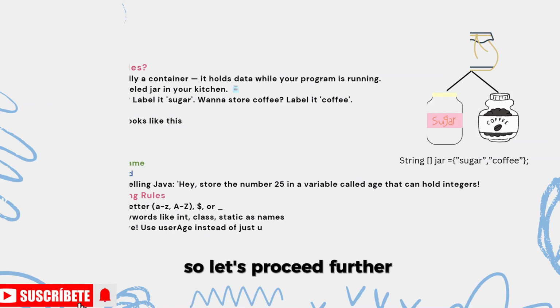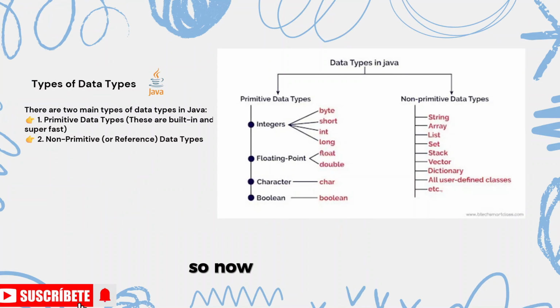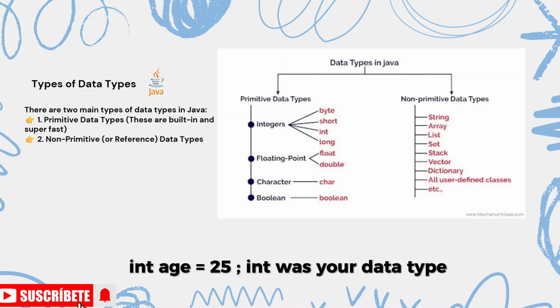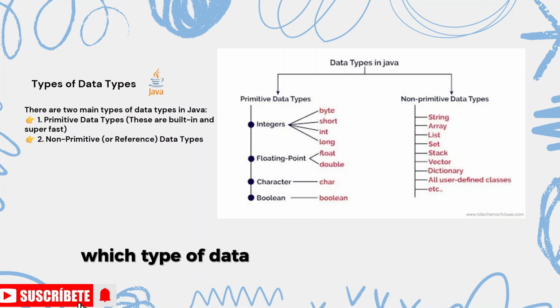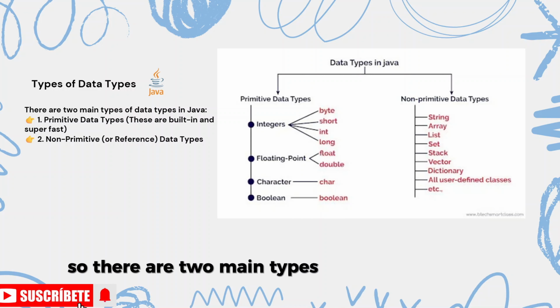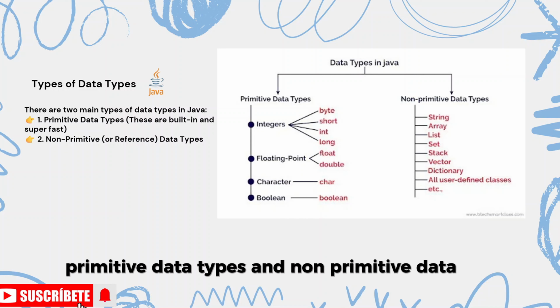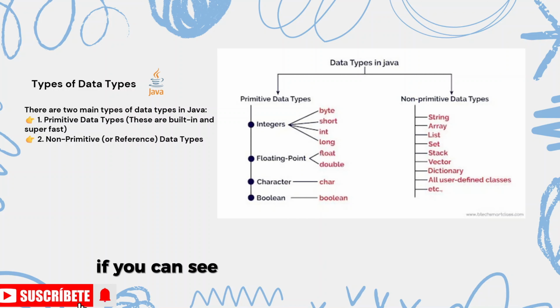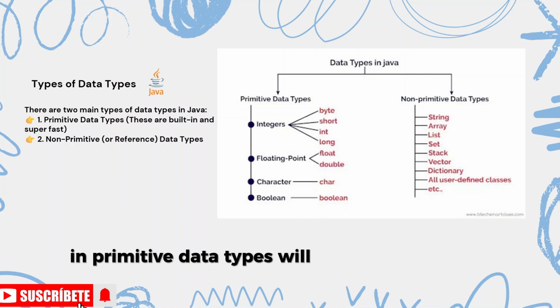So let's proceed further. As you can see, in the previous slide we declared int age equals 25, and that int was your data type. Which type of data is your variable going to hold? There are two main types of data types in Java: primitive data types and non-primitive data types. In the diagram, you can see there are four subtypes in primitive data types. We'll be learning them one by one.